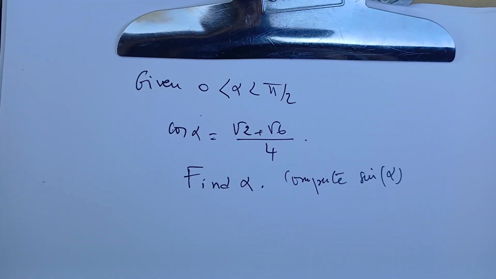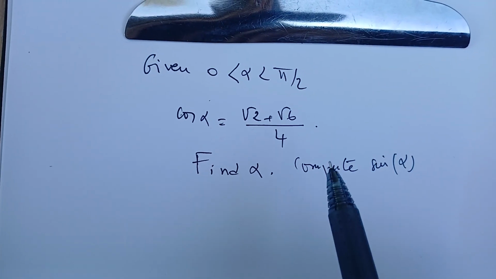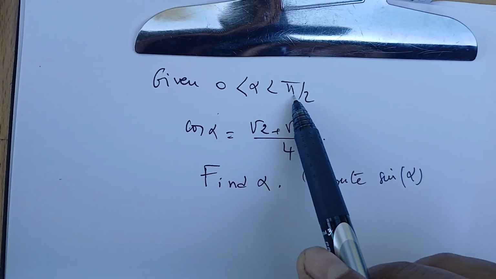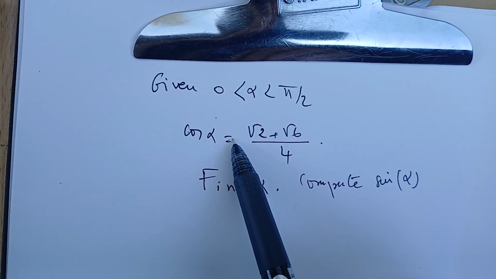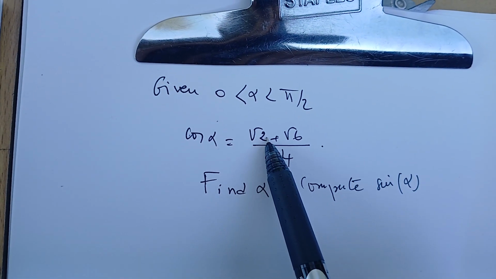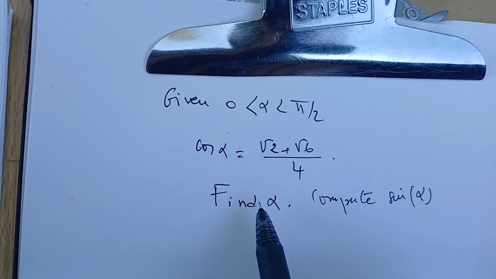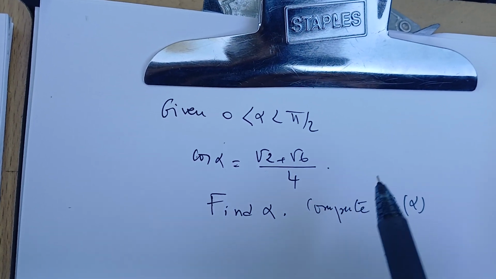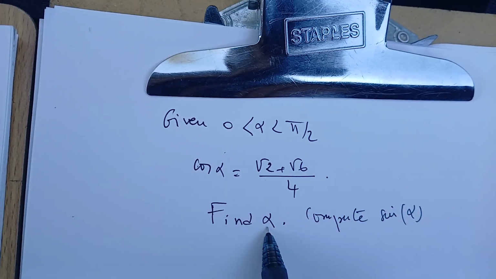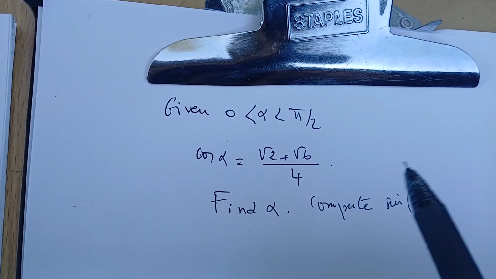In this problem, we're going to try to find the angle alpha. We are given that alpha is between 0 and pi over 2. We are also given that the cosine of alpha is square root of 2 plus the square root of 6 over 4. We want to compute alpha, and also when we do that, we want to find the sine of alpha. So finding alpha is the most difficult part here.